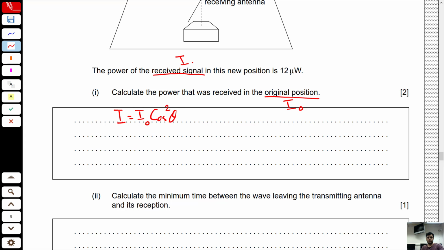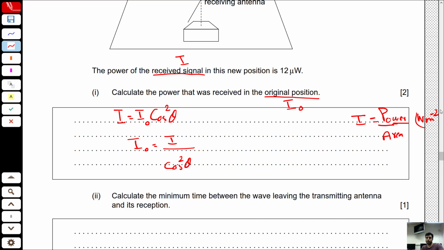We have the final intensity and need to find the initial intensity, so make initial intensity the subject: final intensity divided by cos squared theta. Just for your information, intensity is power over area. It's the ratio of power over area, power distributed across a certain area. And the unit will be watt per meter squared.